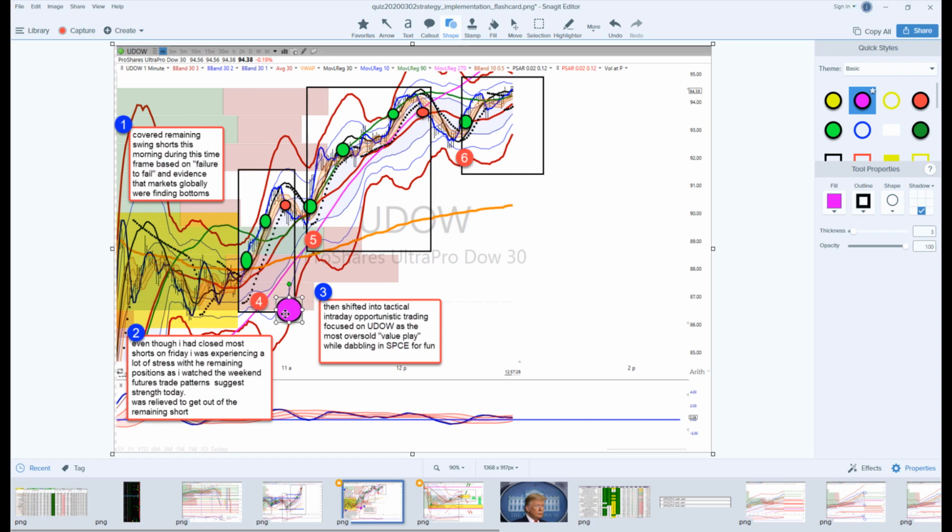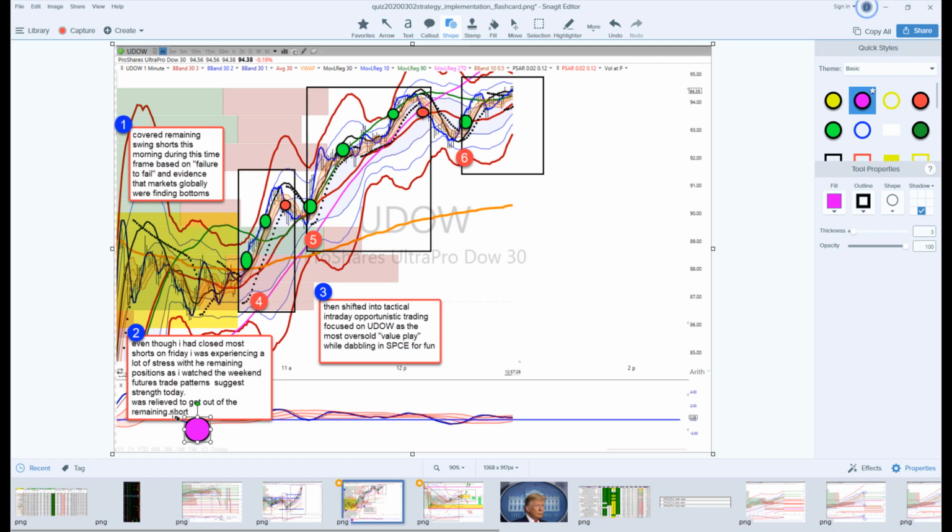So in block 2, I want to just say something important about psychology. So even though I had closed most of the shorts on Friday, I was experiencing a lot of stress over the weekend with the remaining positions. As I watched the weekend futures trading patterns suggest that there would be some strength today. Like there was no major meltdown in the rest of the world, and Asia started well and Europe started well. And I was thinking, man, I'm going to get smashed on those shorts in the morning.